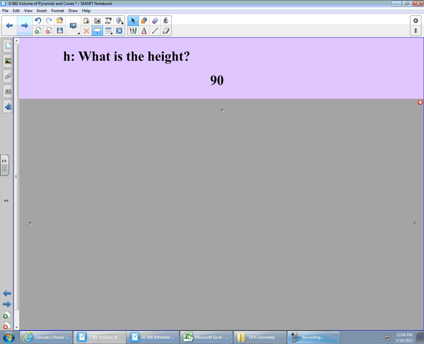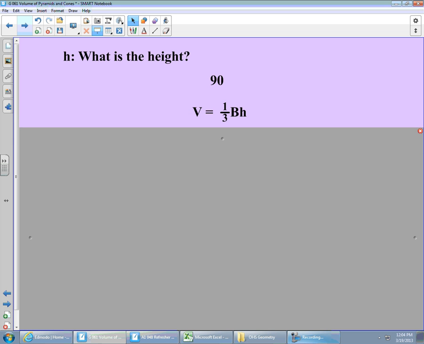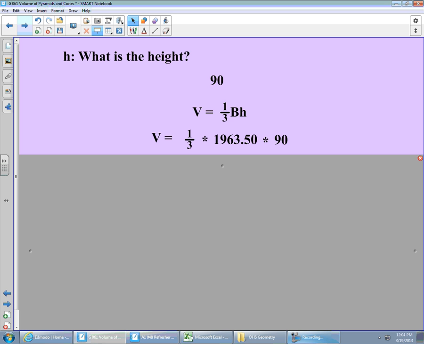All we have to do is plug in the information that we have, 1/3 big B little h. On the previous screen, we decided that big B was 1963.50. The problem decided for us that the height was 90, so just plugging numbers in. And we've got a fairly ugly number coming our direction. 1/3 times 1963.50 times 90. That's a bunch. It's going to be up there just shy of around 60,000, I believe.